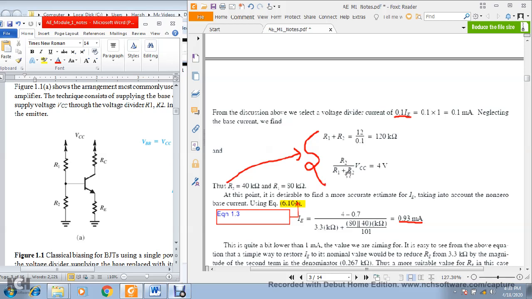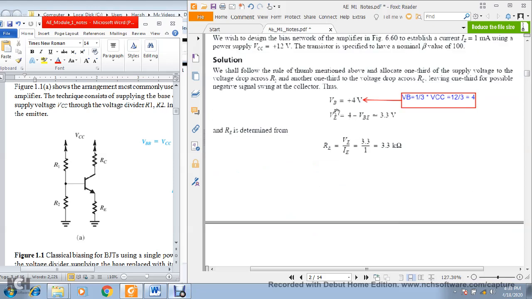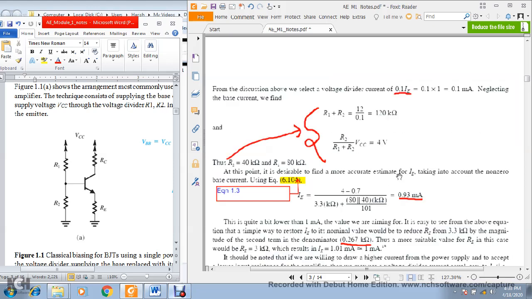And we have the voltage divider rule, R1 by R1 plus R2 into VCC equal to 4 volts. VB we found is 4 volts, right? So by solving these two equations, we get R2 equal to 40k, R1 equal to 80k. How? R1 plus R2, we know it is 120k. Put it in this equation, you get the value of R2, which is 40 kilo ohms. Once you get R2, put that R2 value in this equation and find the value of R1. R1 is 80 kilo ohm.